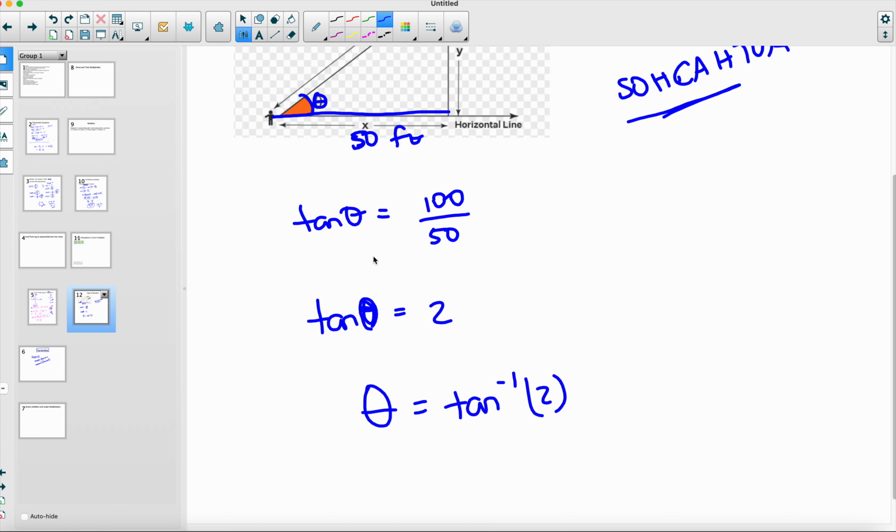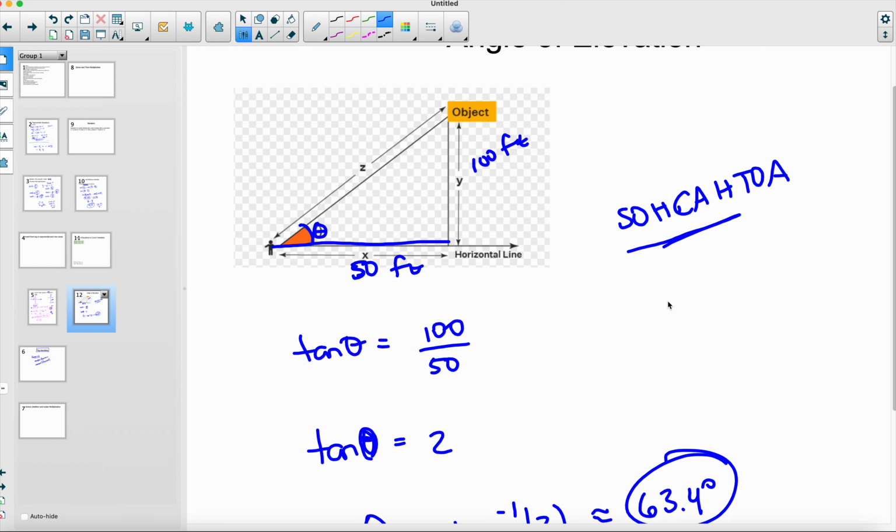And I'm going to do tan inverse of 2. And my angle, depending on how I went around, I'm just going to go 63.4. We'll go to the tenth. So this angle of elevation here is approximately 63.4 degrees.